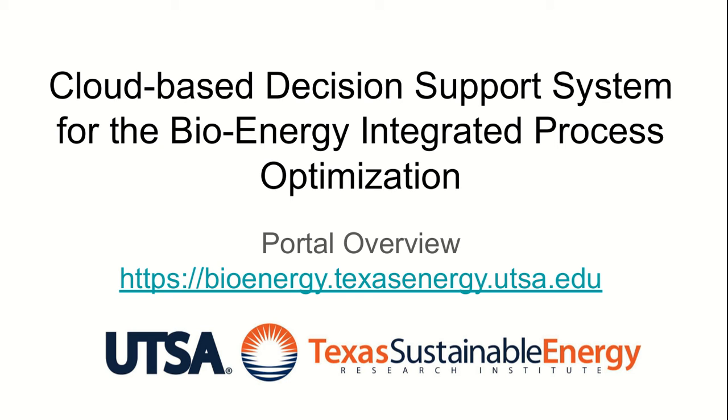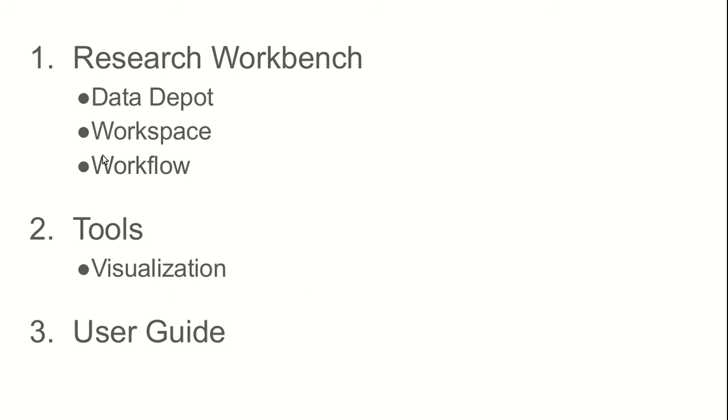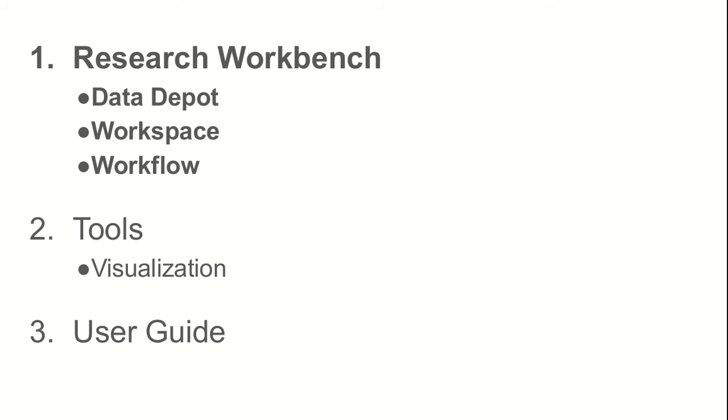In this video, I'm going to give an overview of the portal for the cloud-based decision support system for bioenergy integrated process optimization. The portal consists of three major sections, namely research workbench, tools, and user guide. Research workbench consists of three subsections, namely data depot, workspace, and workflow.